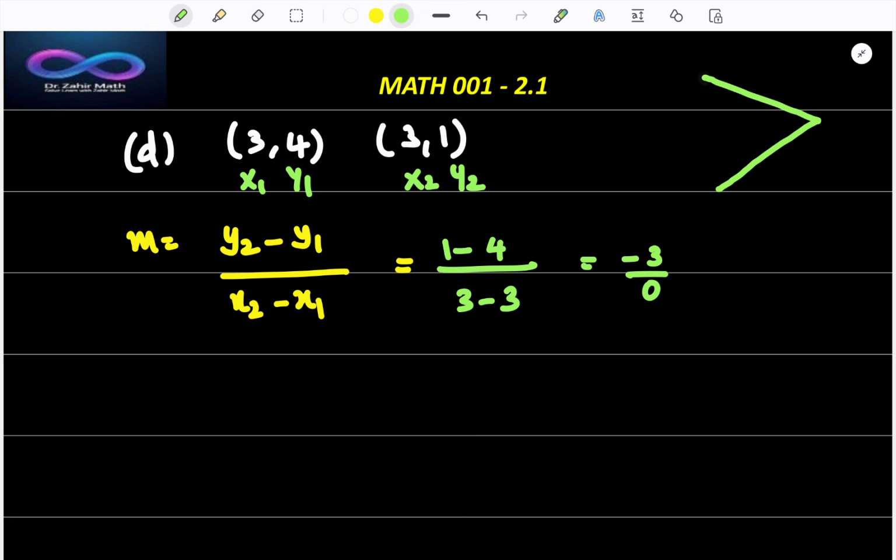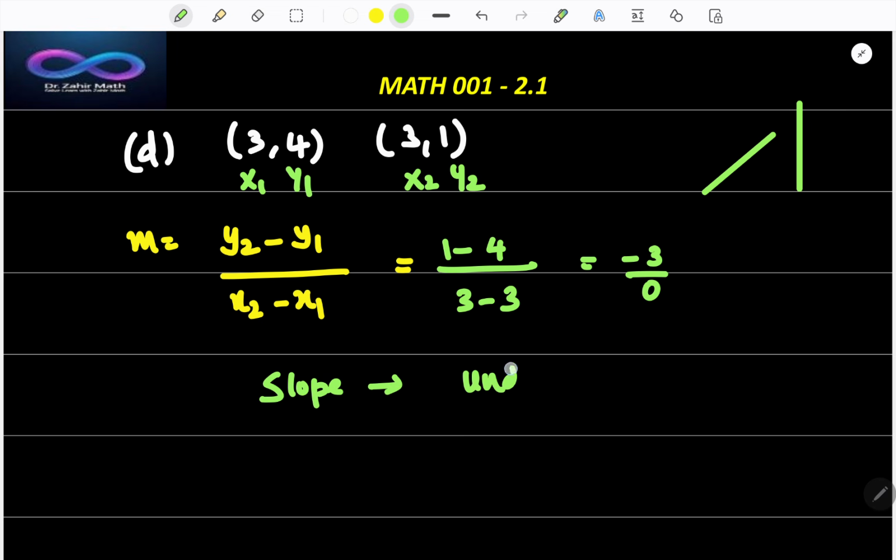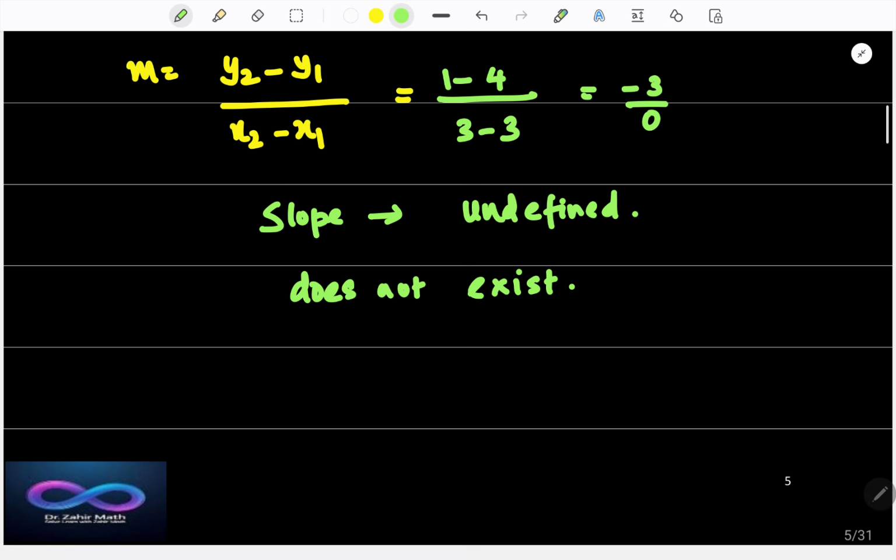Infinity means what? Look here, this line goes up to infinity. So instead of going like this, it will go like this, right? So what happens? Slope is undefined. In English, you are going to write slope is undefined. What do you mean by undefined? It means it does not exist. That means there is no slope, okay? Does not exist.